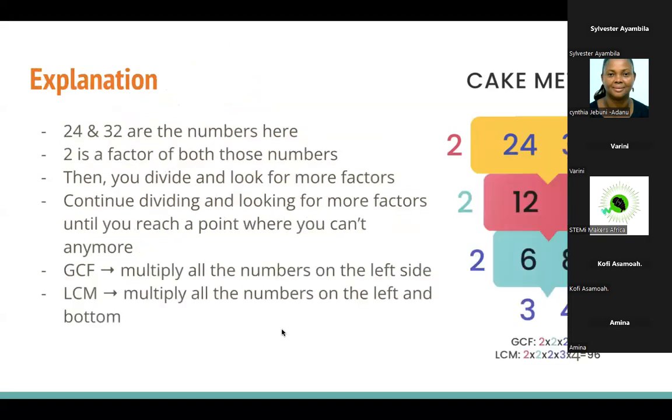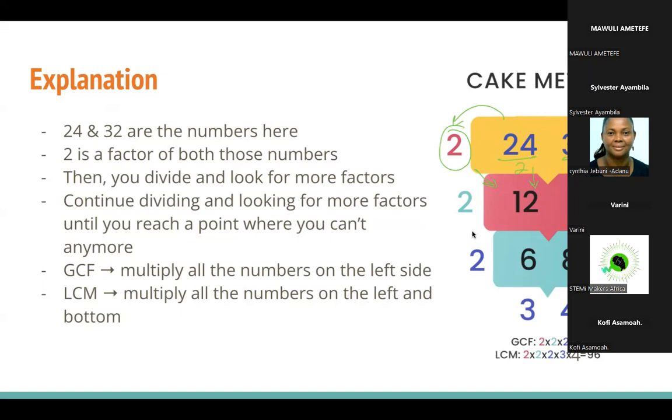So here we go. Here's an explanation on the right, an example problem. We have the numbers 24 and 32. Since 2 is a factor of both of those numbers, we can take the 2 out of them, and we are left with 12 and 16. So we do 24 divided by 2, which gives us 12, and 32 divided by 2, which gives us 16.